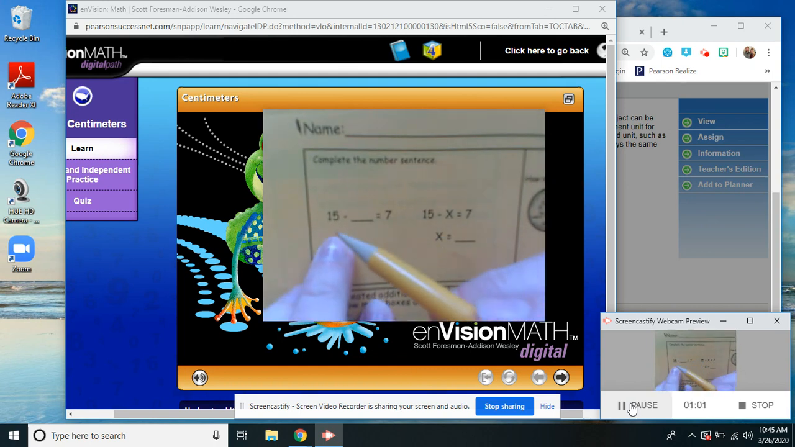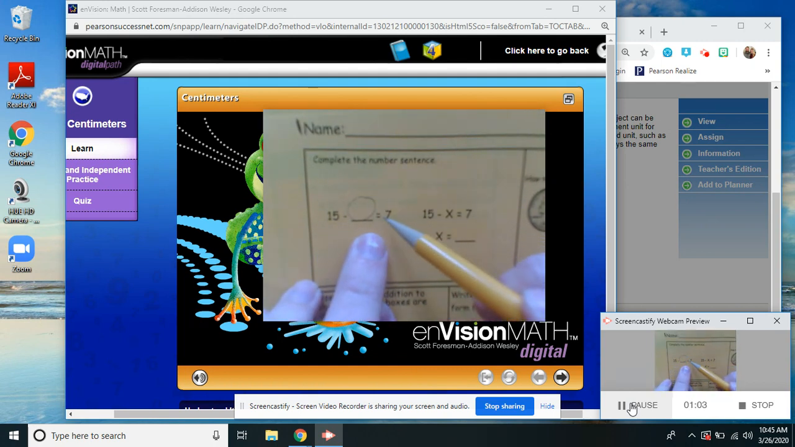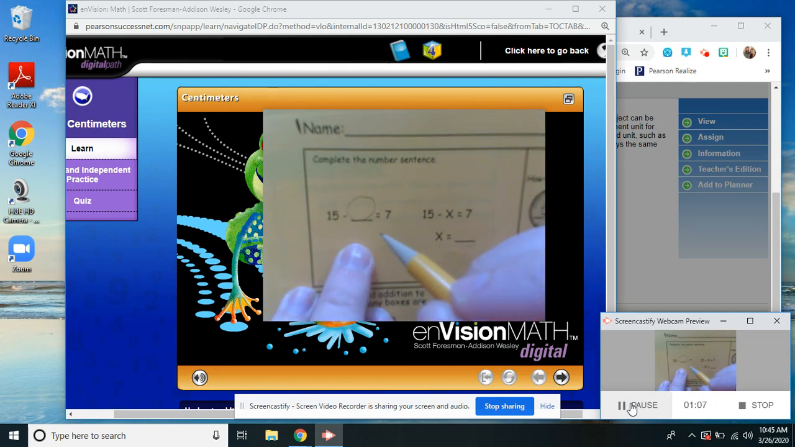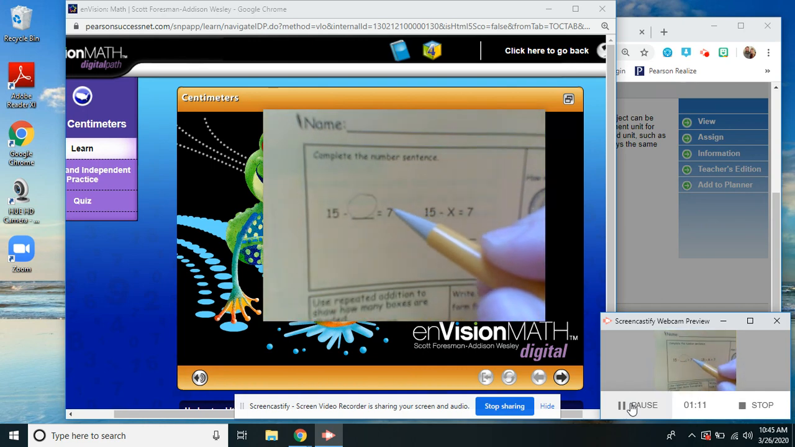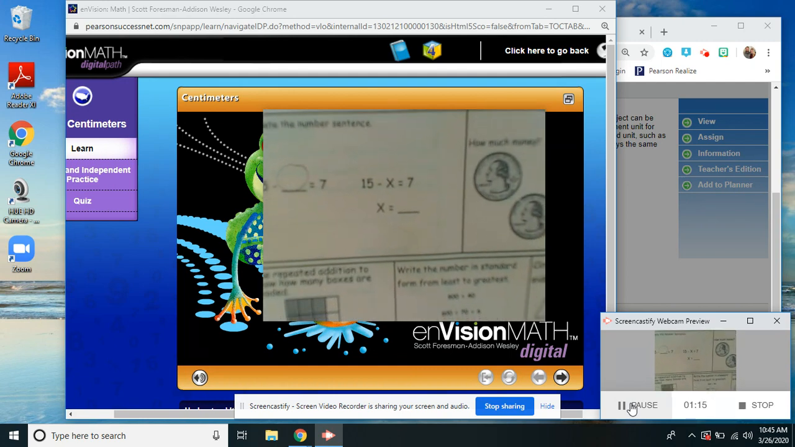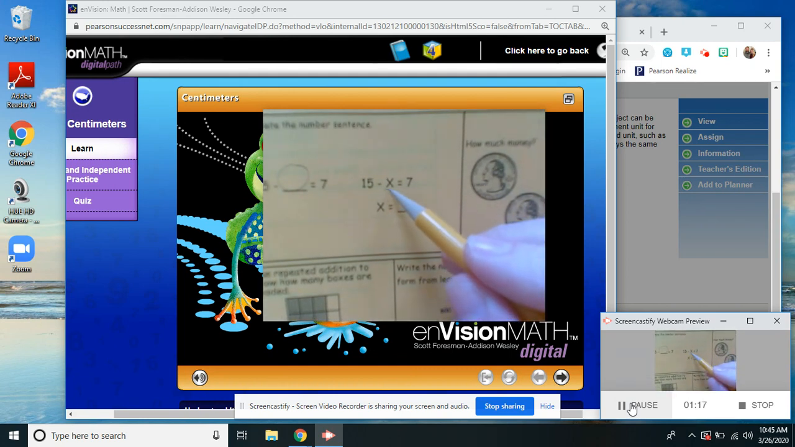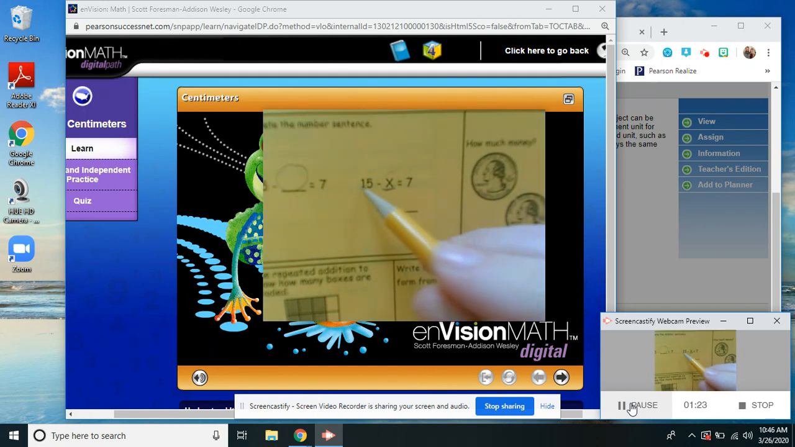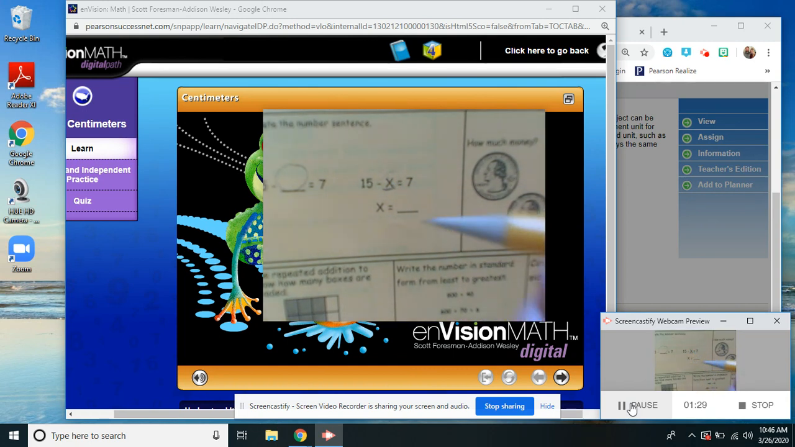In the first box, we have 15 minus what equals 7. So if you don't quite remember how to solve for this missing number, what can you do? Well, this specific problem is showing us that we can put a variable in, which is x. This is going to represent our missing number. So 15 minus x equals 7. So we need to find out, what is x?